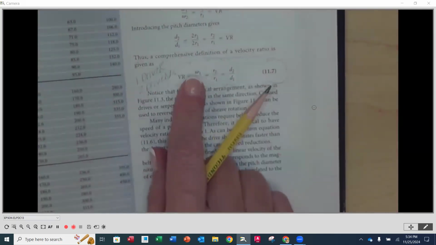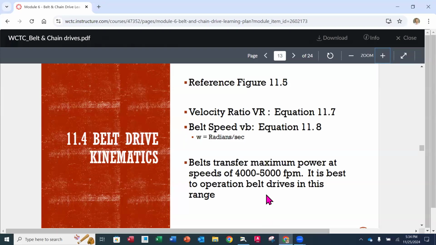Notice that we don't count the number of teeth because there aren't teeth on these V-belt drives. So we can't determine a velocity ratio that way, but we can look at the physical size, diameter-wise, or the rotational speed, and we can get the velocity ratio. Now, it does say here that belts transfer maximum power at speeds of 4,000 to 5,000 feet per minute.